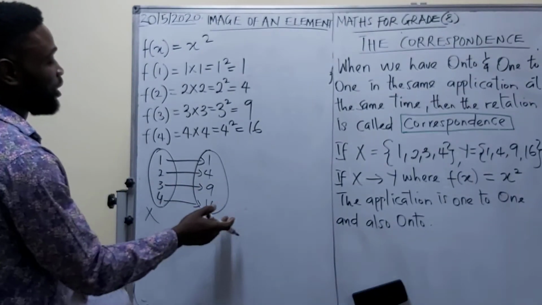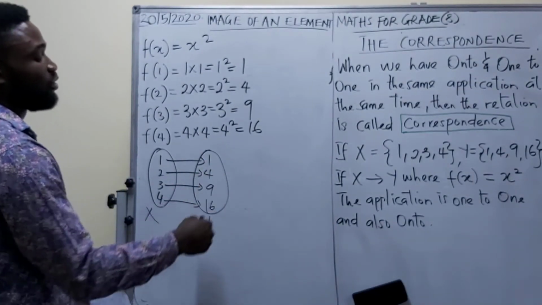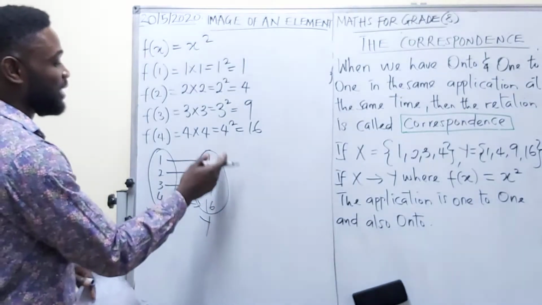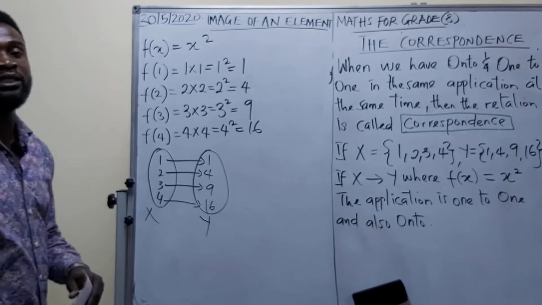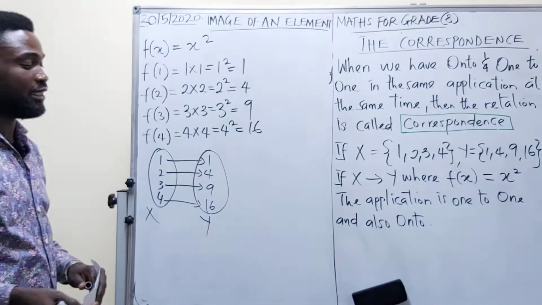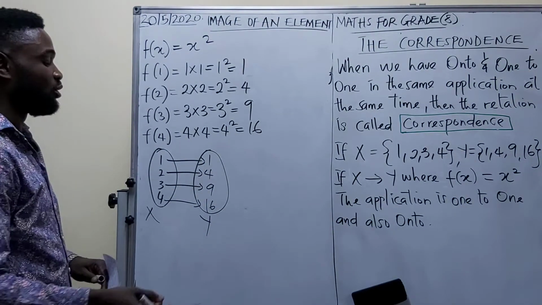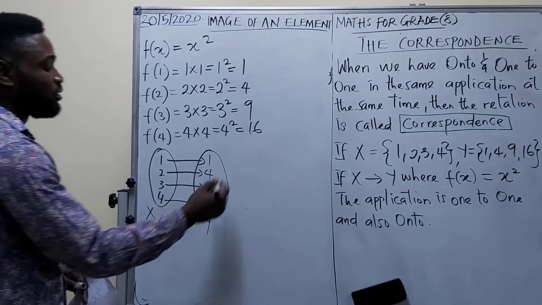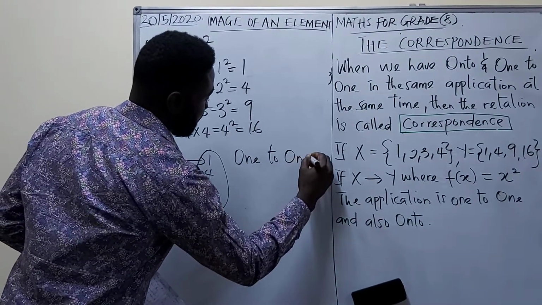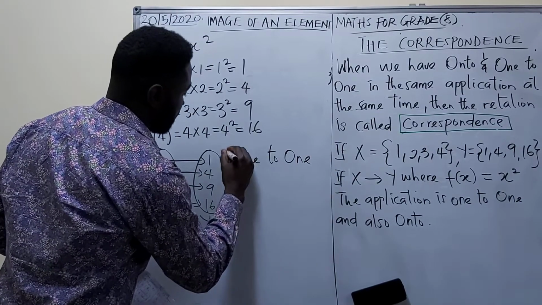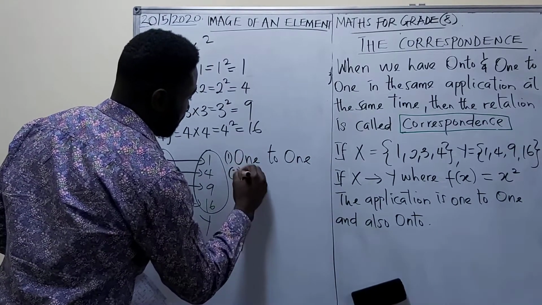Why? Because everything in the codomain is arrowed, and when range is equals to codomain, because range are all the elements that are arrowed in the codomain, and all are arrowed already, and of course all are in the codomain. So range is equals to codomain. So we have 1-to-1 here. And at the same time, we have onto.